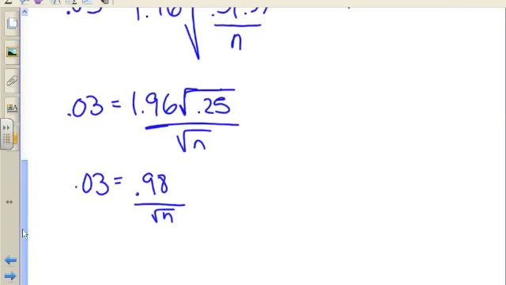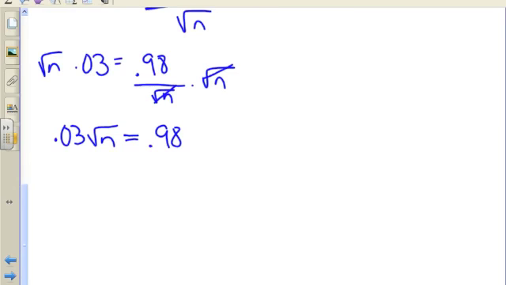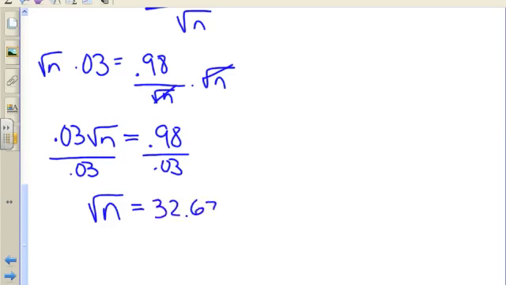Well, in order to solve, I need the variable alone. That doesn't work if it's on the bottom, so I'm going to multiply both sides by the square root of n. Square root of n times 0.03 is just 0.03 times the square root of n. We usually put variables in the back. Top and bottom give us nothing there, excuse me, 1. And again, I'm still looking for that square root of n to be alone, so I'll divide both sides by 0.03. So I get that the square root of n is equal to 32.67. I rounded that just a little bit.